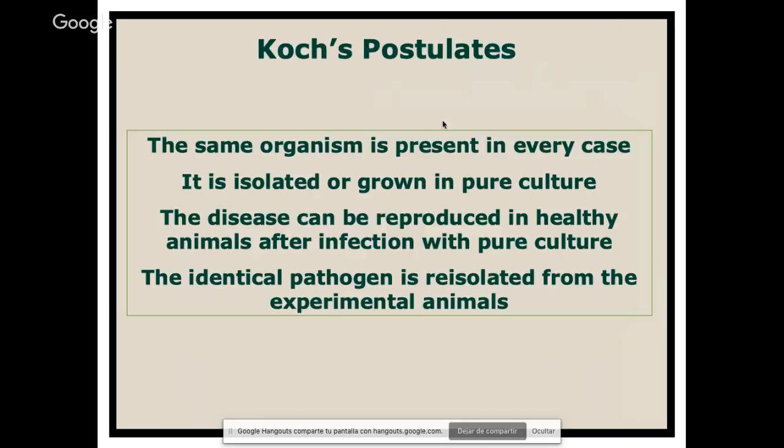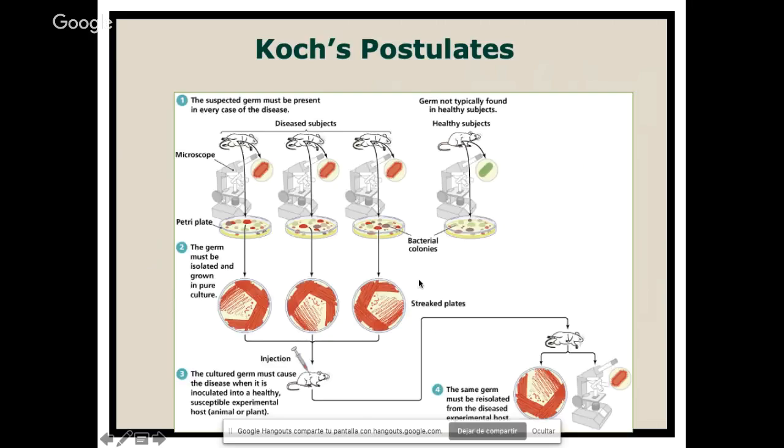We also are going to talk about Koch's postulates, where he says that the same organism is present in every case. It is isolated and grown in a pure culture. The disease can be reproduced in healthy animals after the infection of the pure culture. And then we have the identical pathogen re-isolated from the experimental animals. Here is more like a graphic.